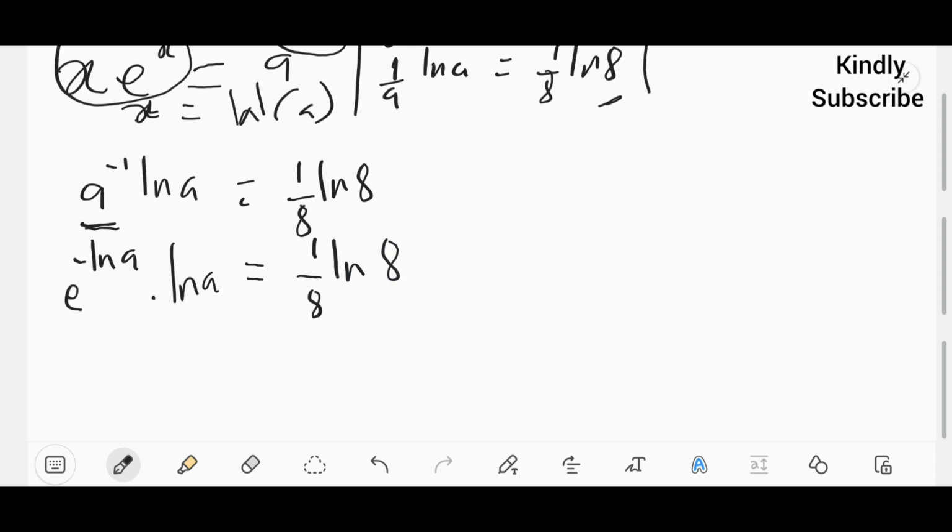All right, there's a reason why we can rewrite this as this, because this is the same thing as this. All right, it doesn't change anything, they're the same.